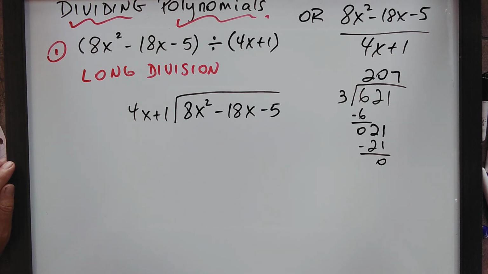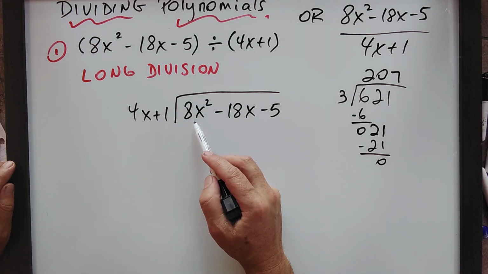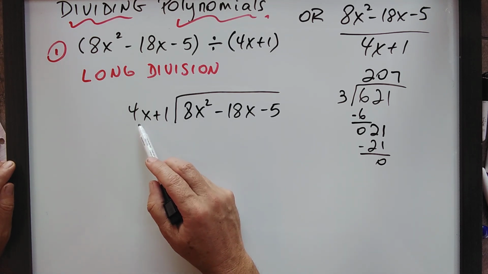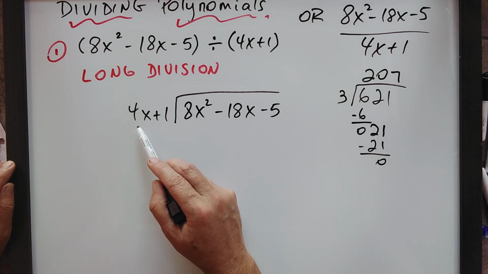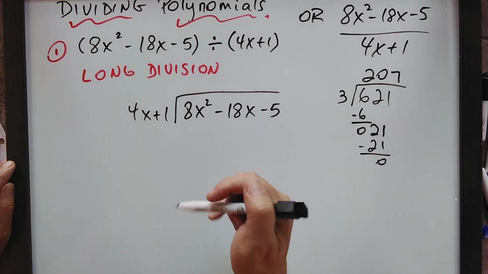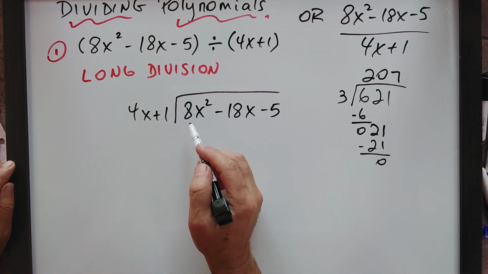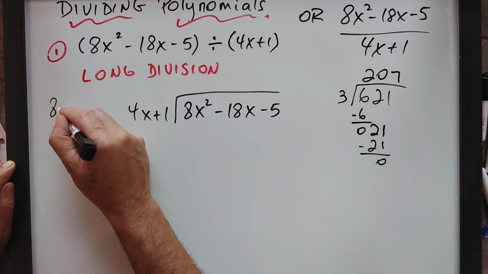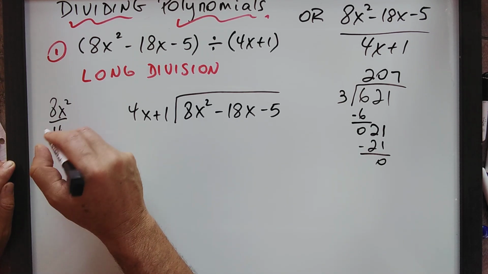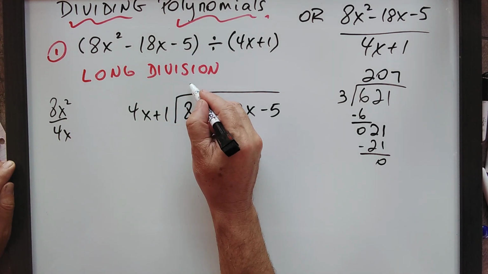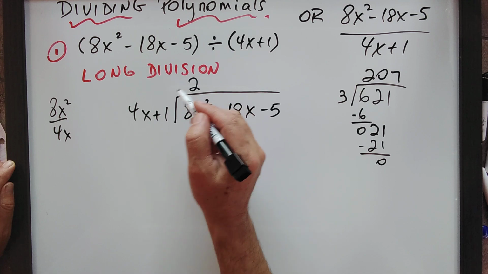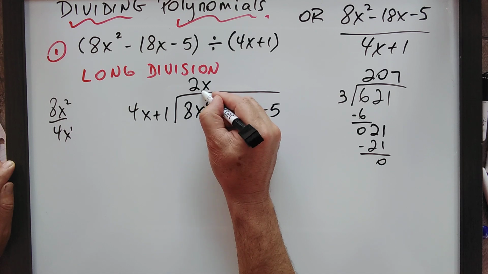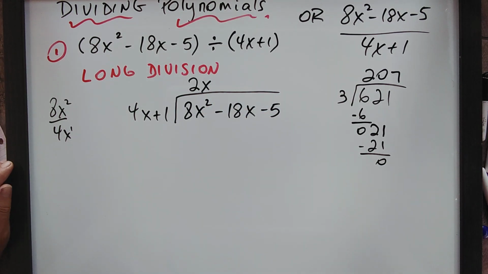So what I'm doing here is dividing the first term in the dividend, inside the box, by the first term in the divisor, outside. So I'm gonna divide 8x squared by 4x. What is 8x squared divided by 4x? Remember, when you're dividing, we divide the numbers. 8 divided by 4 is 2, and then we just subtract the exponents. 2 take away 1 is 1. x to the 1, or just x.